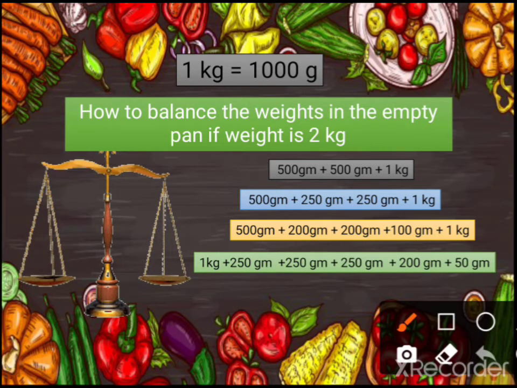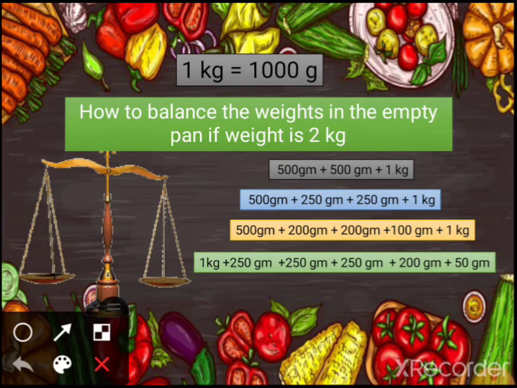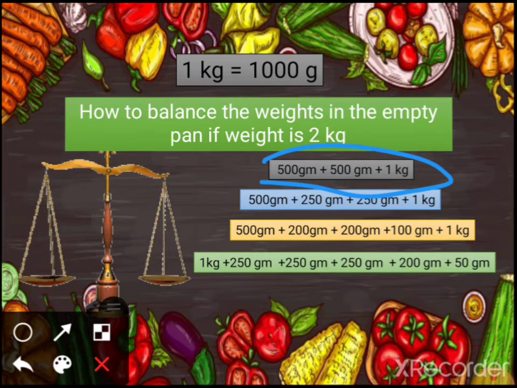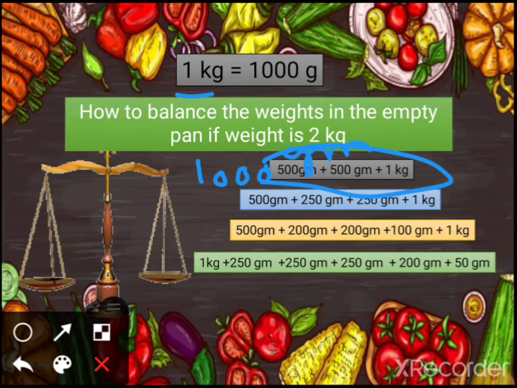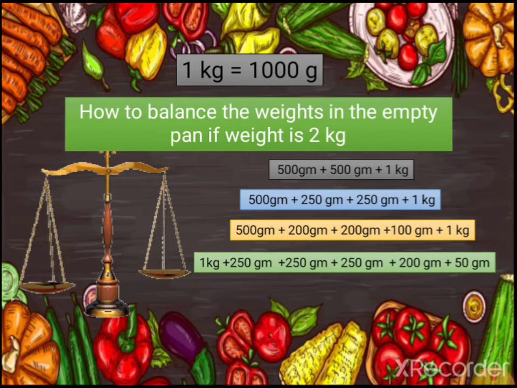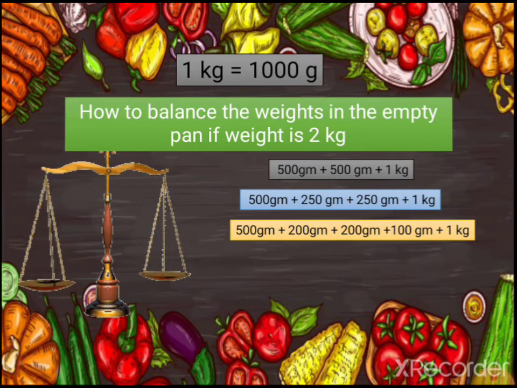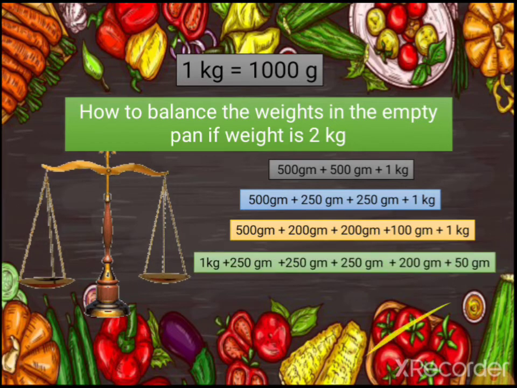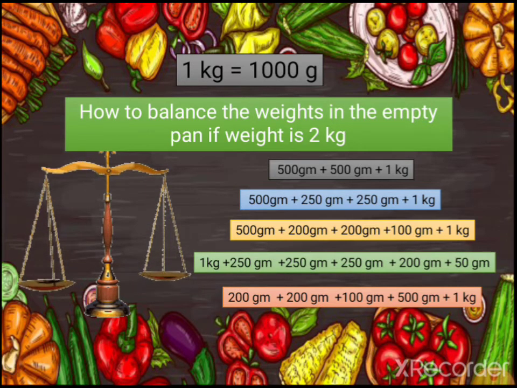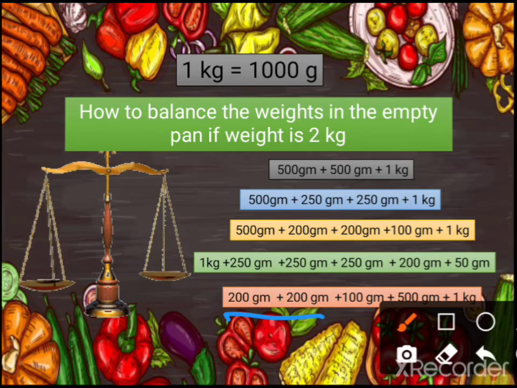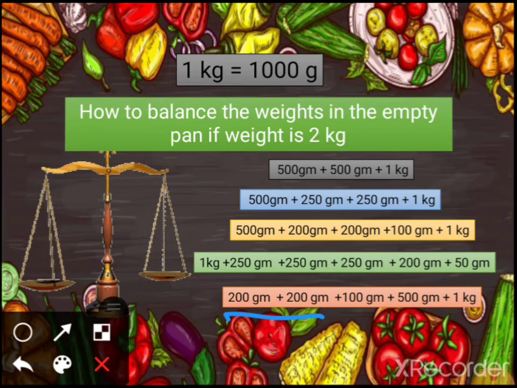If you are confused, I will show you what you have to do. You have to just simply add 500 plus 500. It is 1000. 1000 gram means 1 kg. So 1 kg plus 1 kg, it's 2 kg. Now you know what I have to say. This type of distribution you had done in the chapter of liter and milliliter. Here 200 gram plus 200 gram plus 100 gram plus 500 gram plus 1 kg. These all are the distributions of 2 liters.